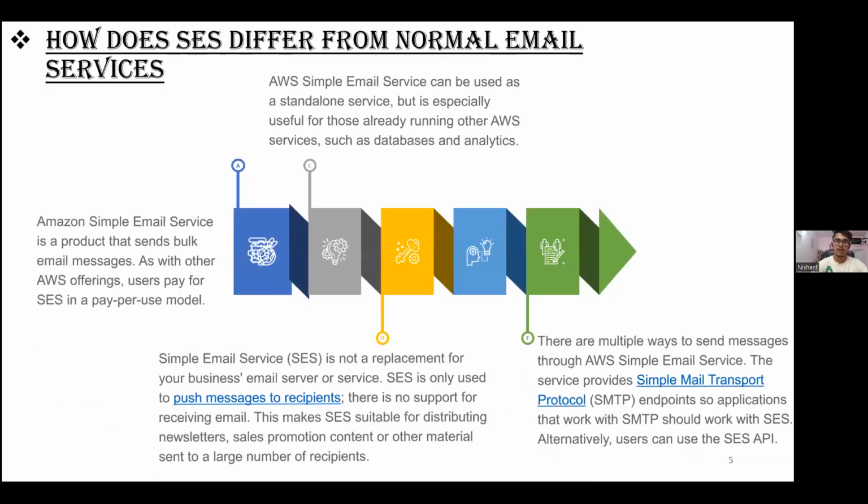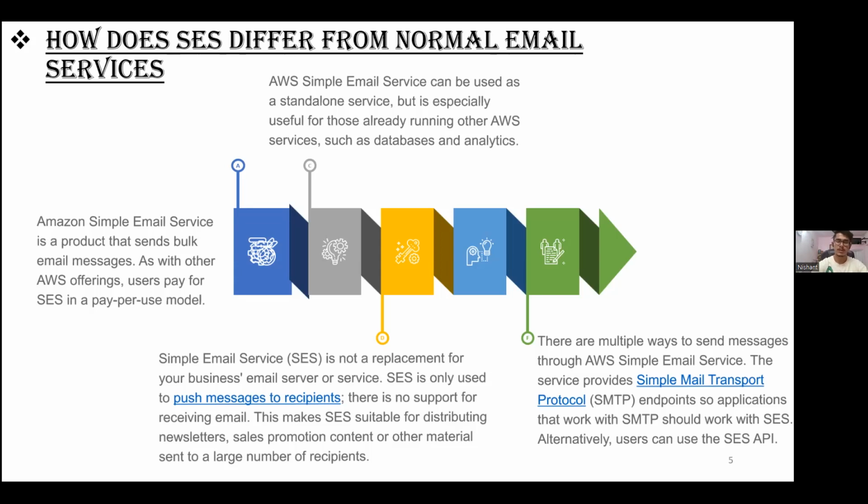So how does SES differ from any other email service provider? Amazon SES is a product that sends bulk emails, and it uses a pay-as-you-go pricing model. It integrates with any other AWS service that you use. Amazon SES can be used as a standalone service, but it is especially useful for those services you are already using on AWS, such as databases and analytics.